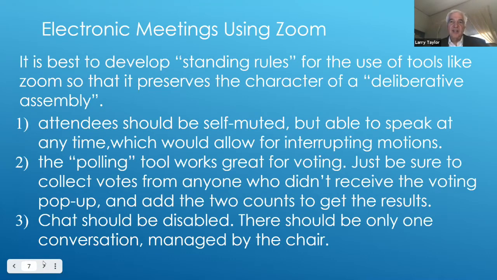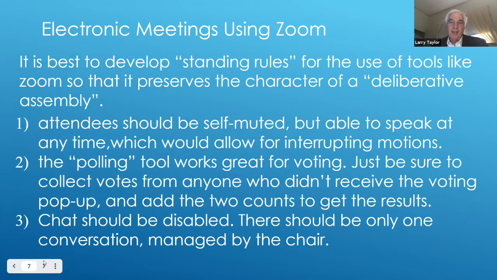And so, as this slide says, it is best to develop standing rules for the use of tools like Zoom so that it preserves the character of the deliberative assemblies. And the 3 points on here are that attendees should be self-muted, but able to speak at any time, which would allow for interrupting motions. In Zoom, the polling tool works great for voting. I've had very few instances in meetings I've run where people have not been able to vote using the polling tool. And we just have a workaround for people who can't vote with the tool so that their votes are counted, especially if that's a close vote and their vote would have made a difference.